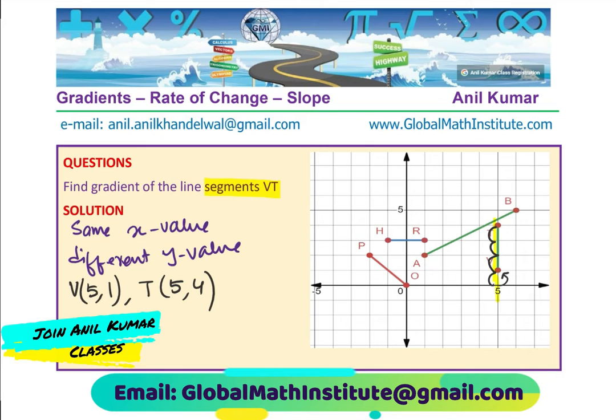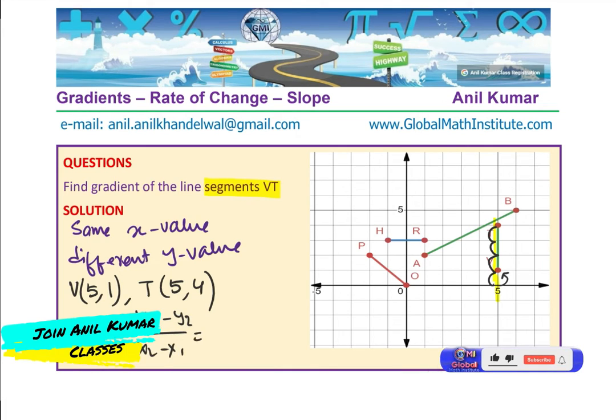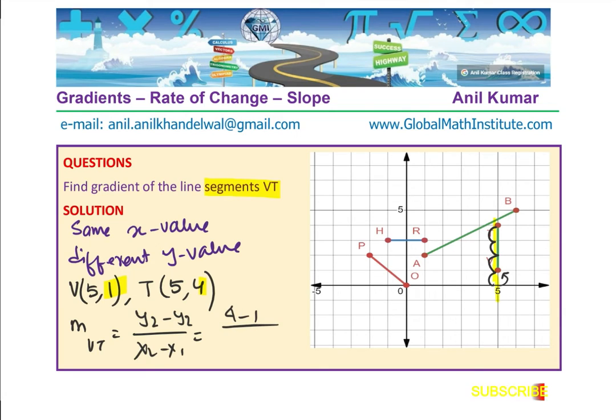X values are the same. That means you are rising, like a high building, a steep building, right? It's like a wall. So now, what is the slope from V to T? The slope will be, as we said, y2 minus y1 over x2 minus x1. The y values are different, as you can see, 4 and 1. So let's write down these values. 4 minus 1, and now the x values, which are the same, 5 and 5. So 5 minus 5. So this time, it is 3 over 0.